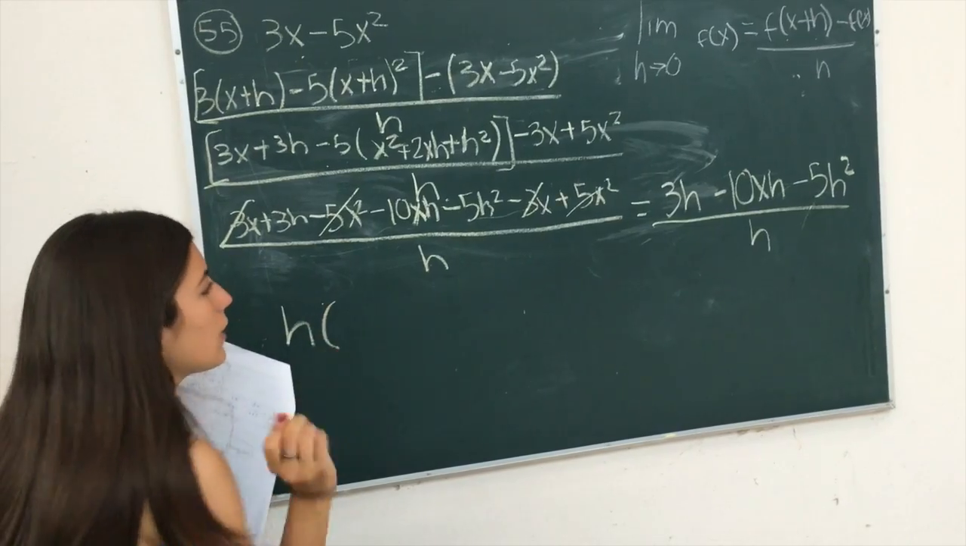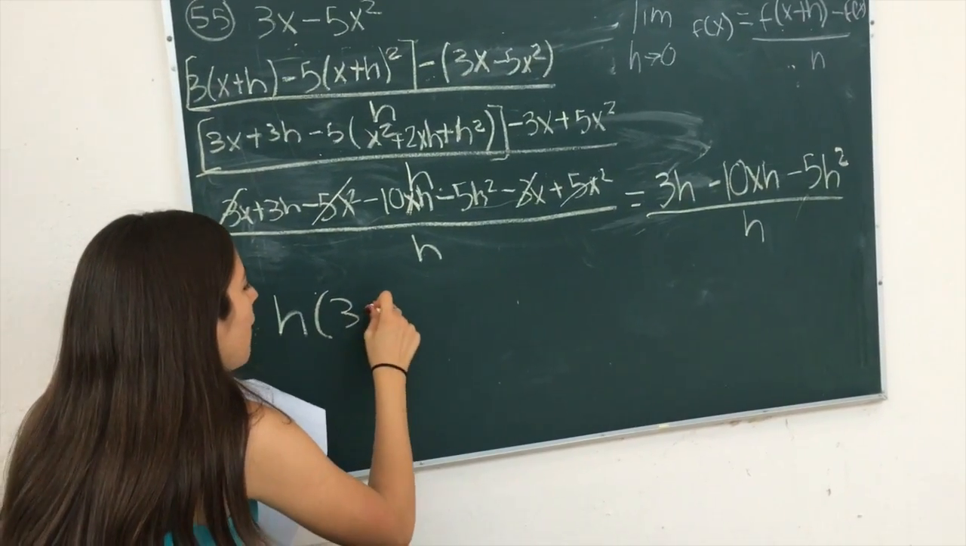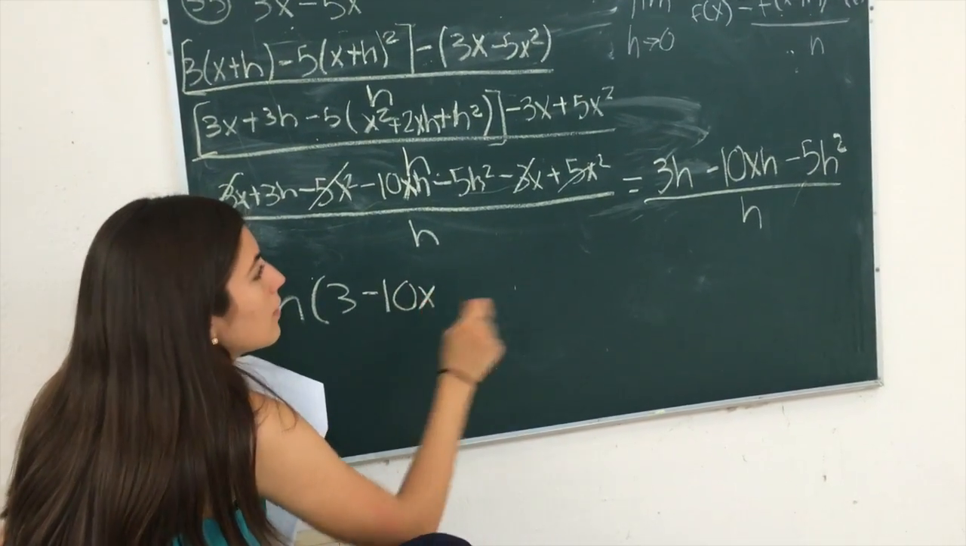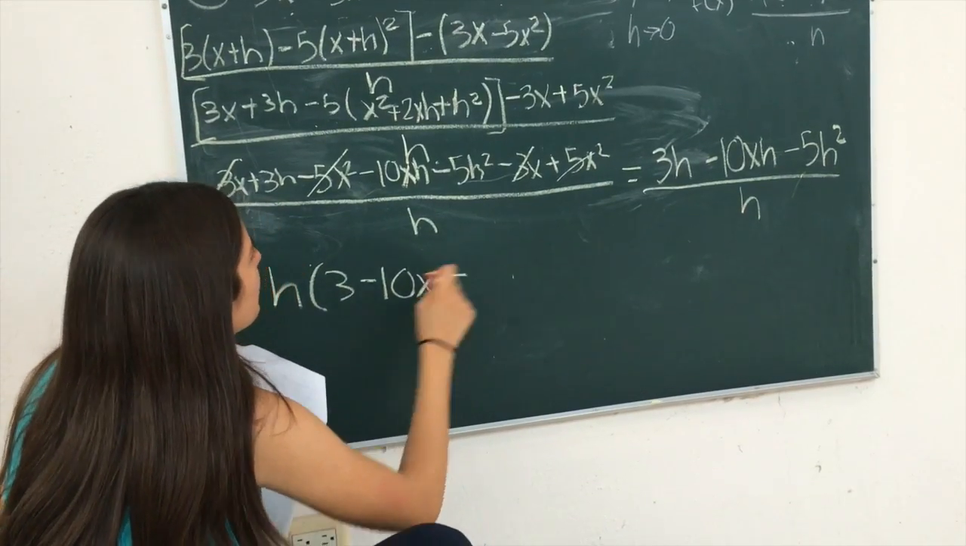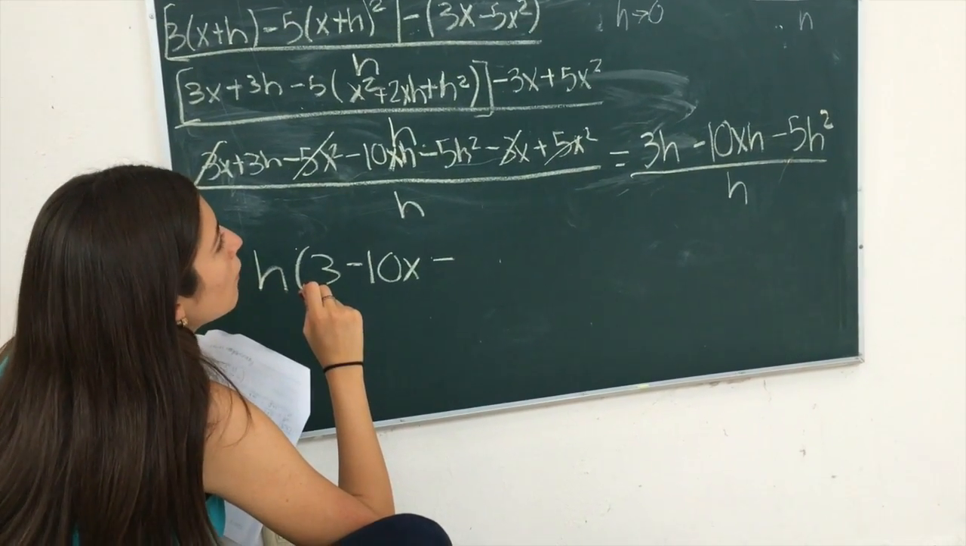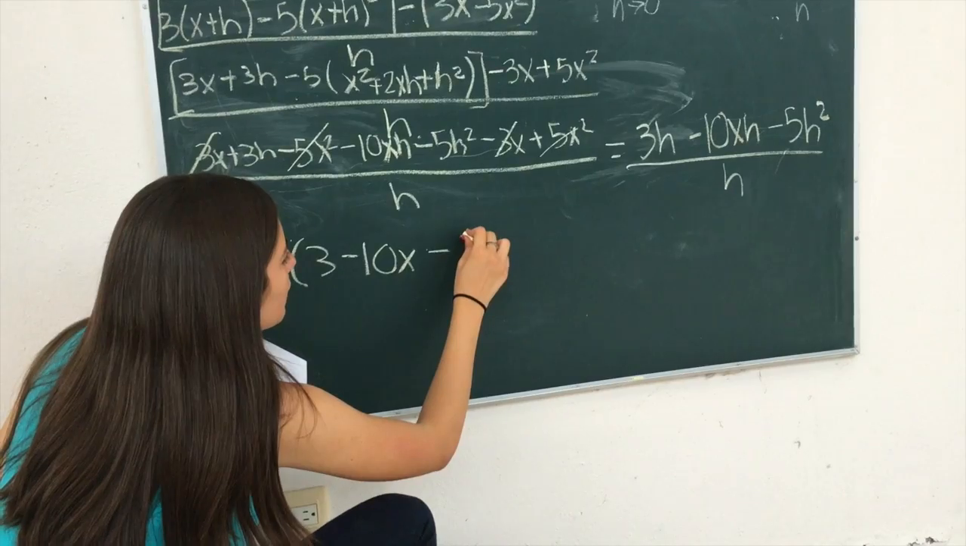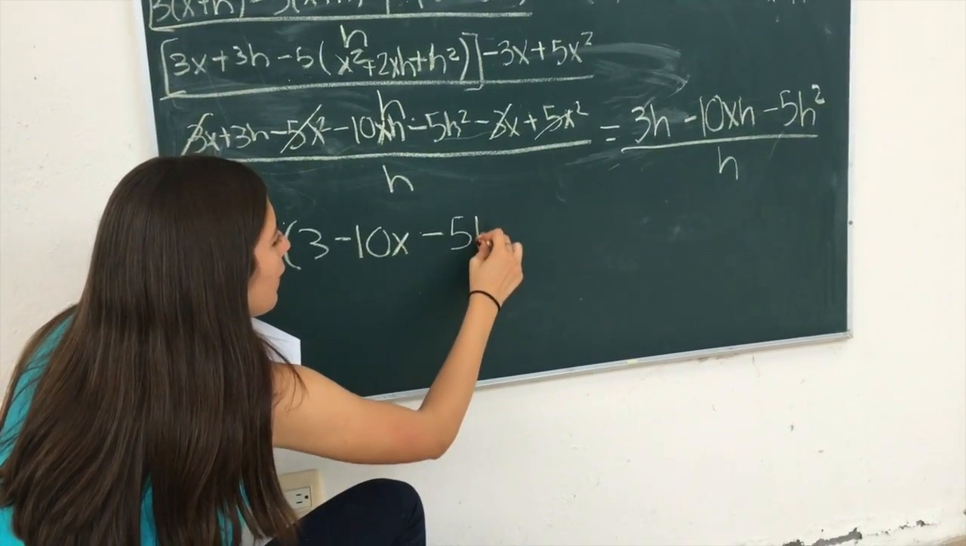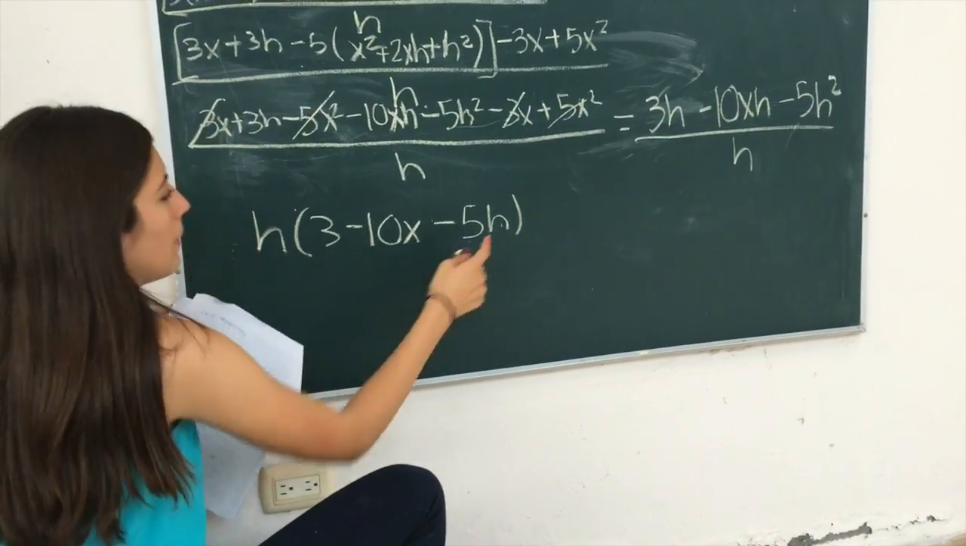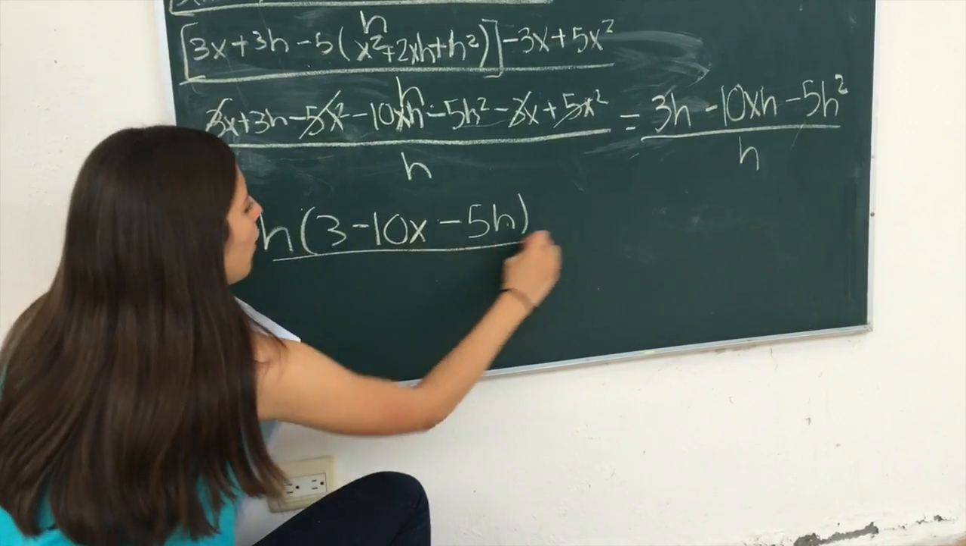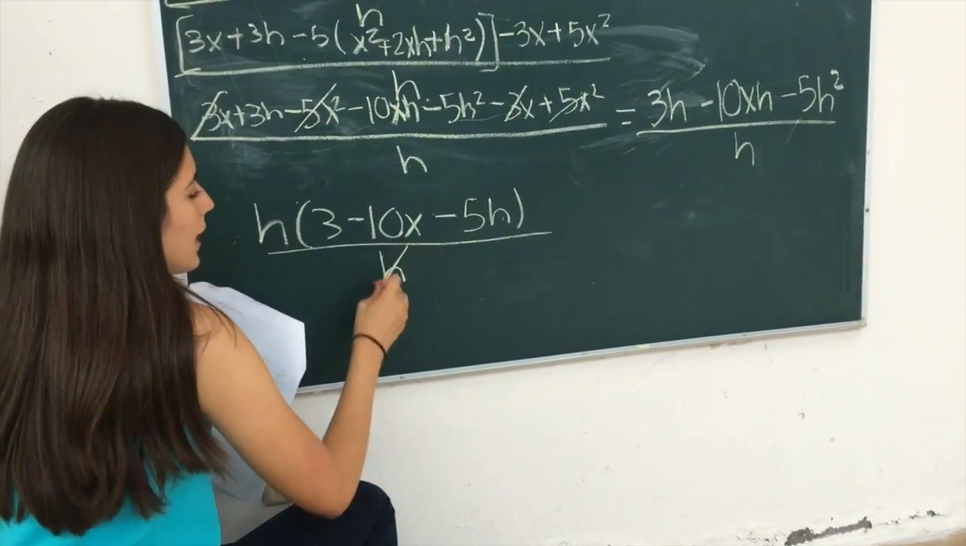So we're going to factor out h as a common factor, which will be 3 minus 10x minus 5h, because you have another h in the squared term. All of these over h. You cancel, you cancel.